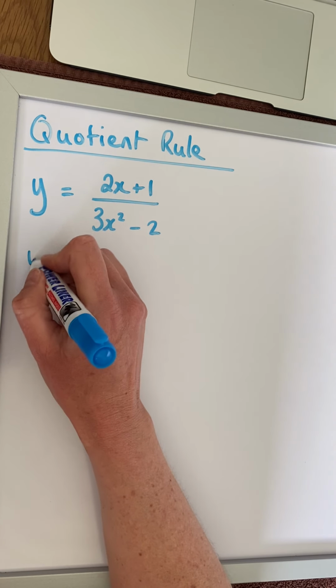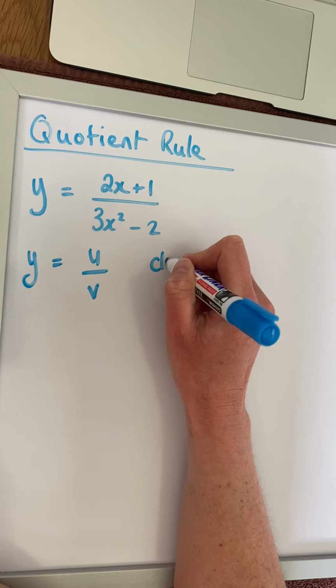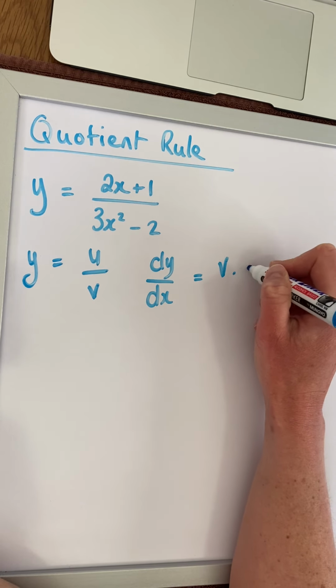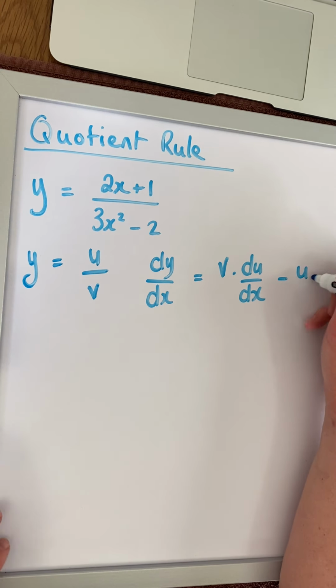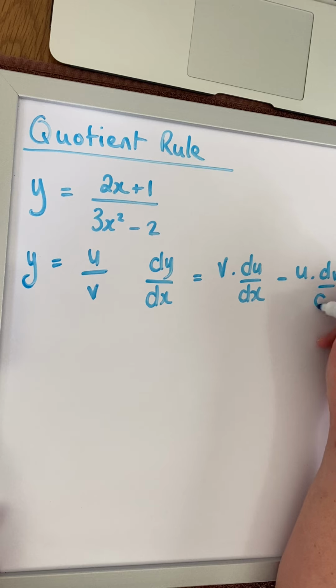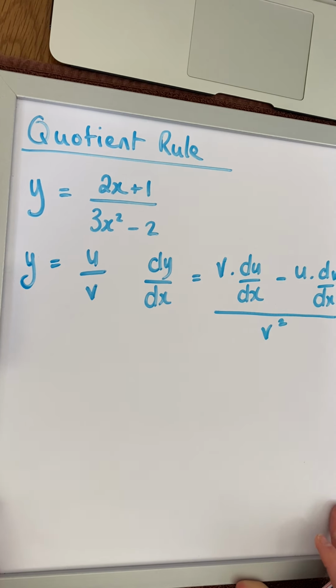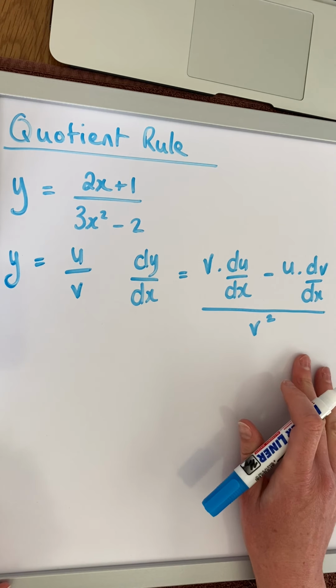So our quotient rule is where y is equal to u over v, dy dx is equal to v multiplied by du dx minus u multiplied by dv dx all over v squared. So that's our rule as it appears in the log tables.